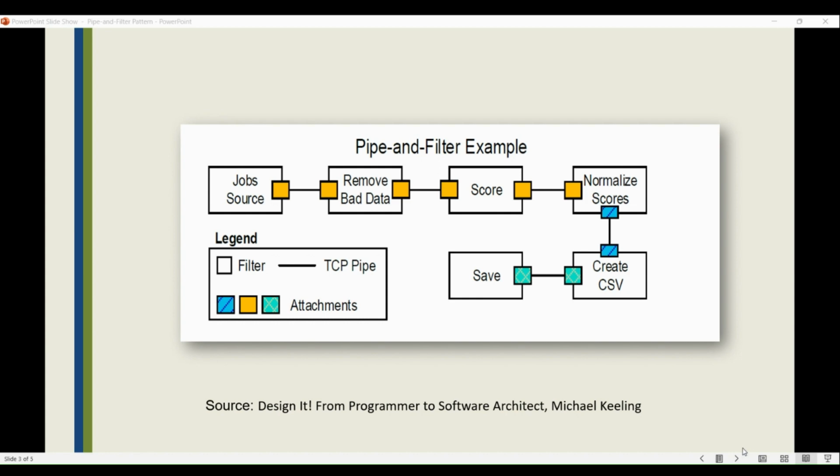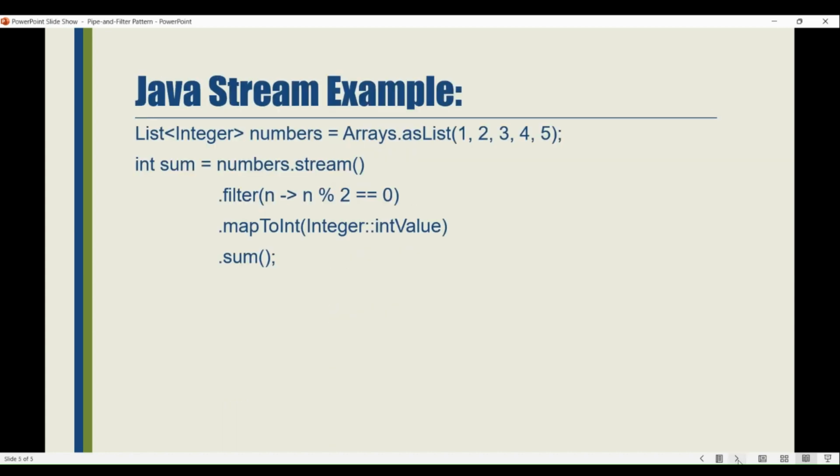Now going back to the Java stream example, Java streams are an implementation of the pipe and filter pattern. The Java Stream API provides a set of functional interfaces and methods that allow developers to process streams of data in a declarative and composable way.